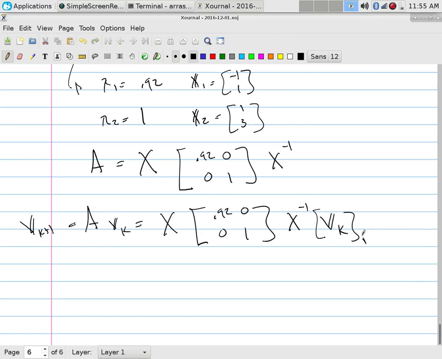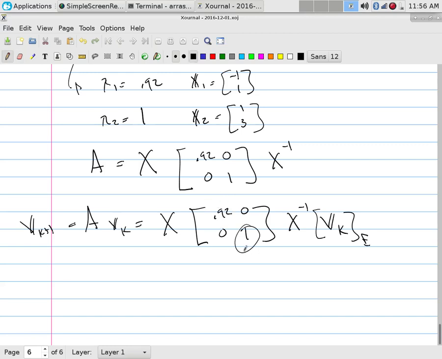But this vector is in standard coordinates. What's happening? It takes our probability vector, which tells me how many people are living, and switches it into the coordinates of the eigenvectors. But then what does it do to those? It multiplies the first coordinate by 0.92, which means where is it going? Smaller. And what does it do to the other one? Stays the same. And then it switches it back.